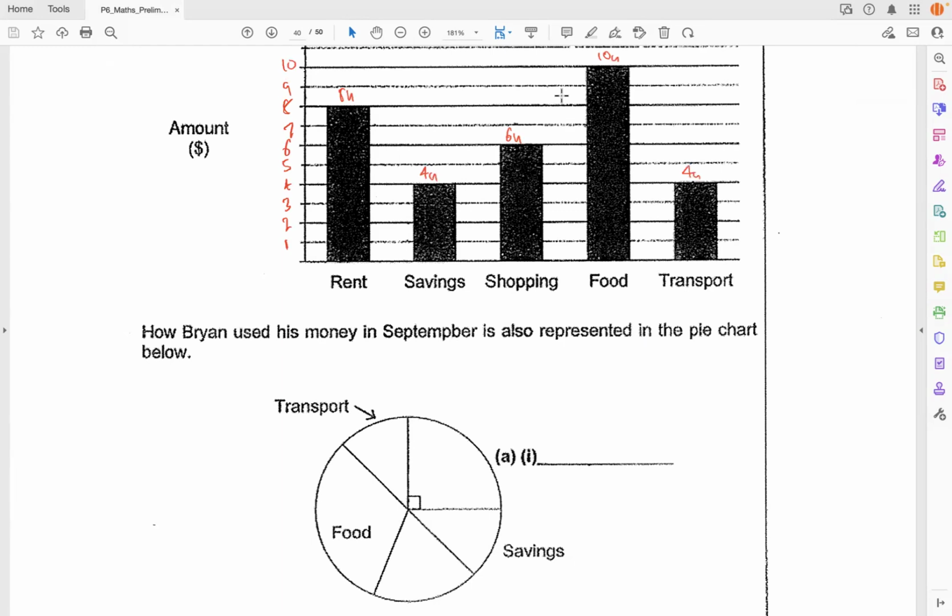So a unit is just your amount expressed in units. Now question 9. Altogether, how many units are there? 8 plus 4 plus 6 plus 10 plus 4. That gives you 10, 20, 32, 32, I think.